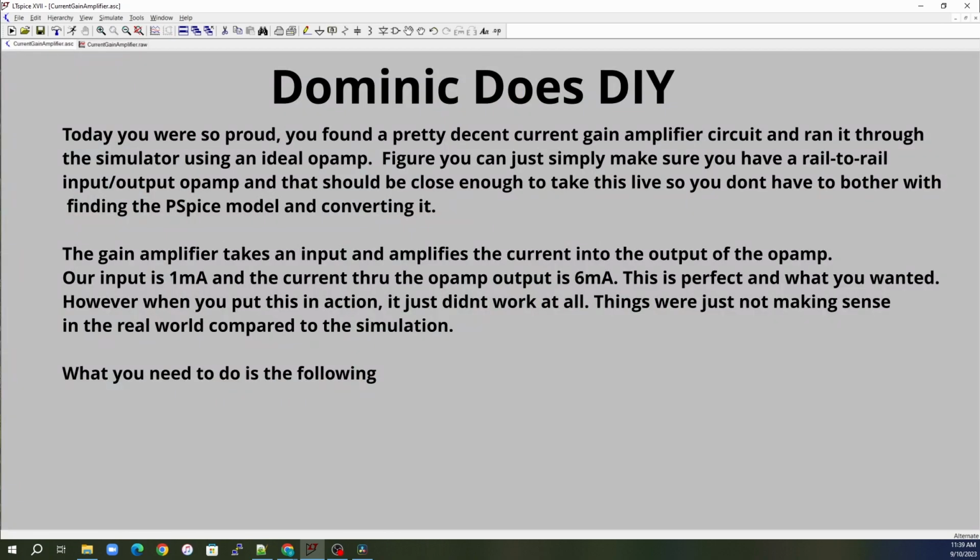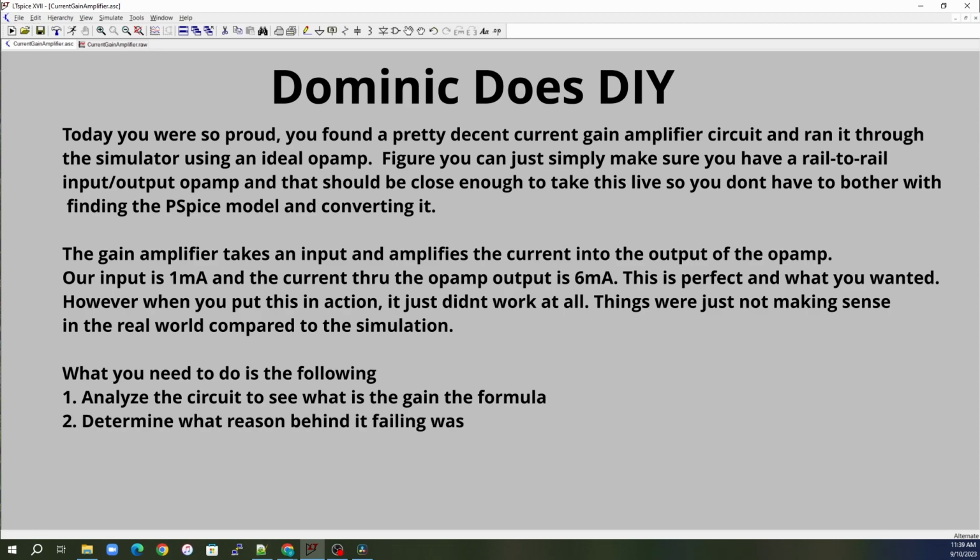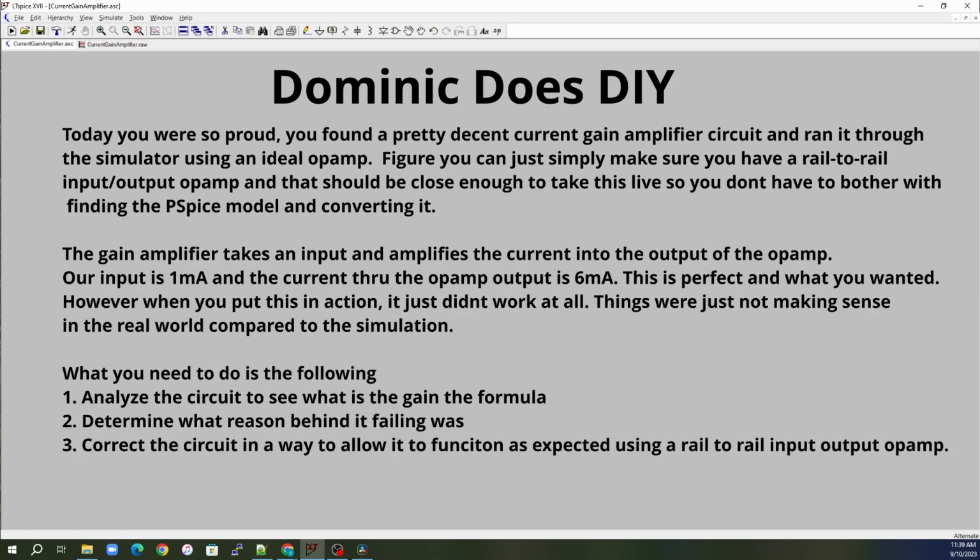So what you need to do is the following. 1, analyze the circuit to see what the gain formula is. 2, determine what the reason behind it failing was. 3, correct the circuit in a way to allow it to function as expected using a rail-to-rail input and output op-amp. And 4, list the limitations of the gainability of the circuit.